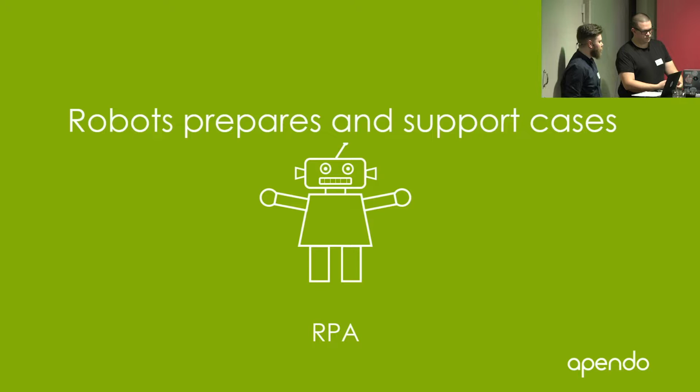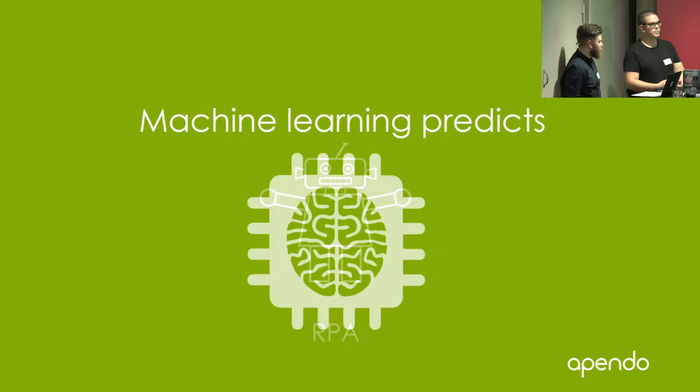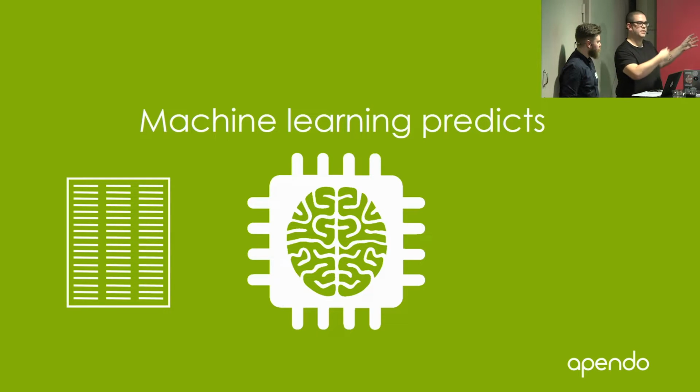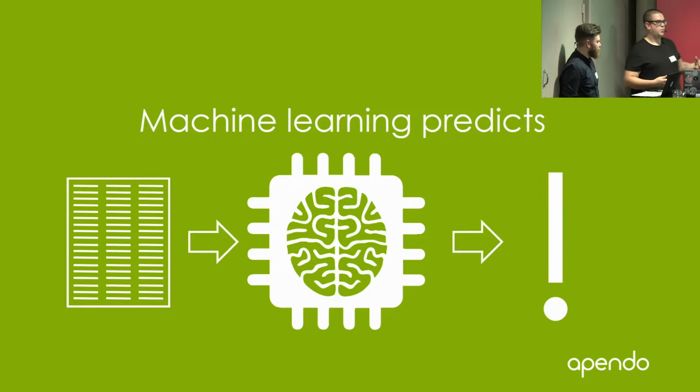We have also done a machine learning model for this project. Here we have used a lot of data from the processes that we have run previously. We have analyzed it in the machine learning model, and then we can predict which agent is best suited to take the incoming cases. So we call this a digital worker.